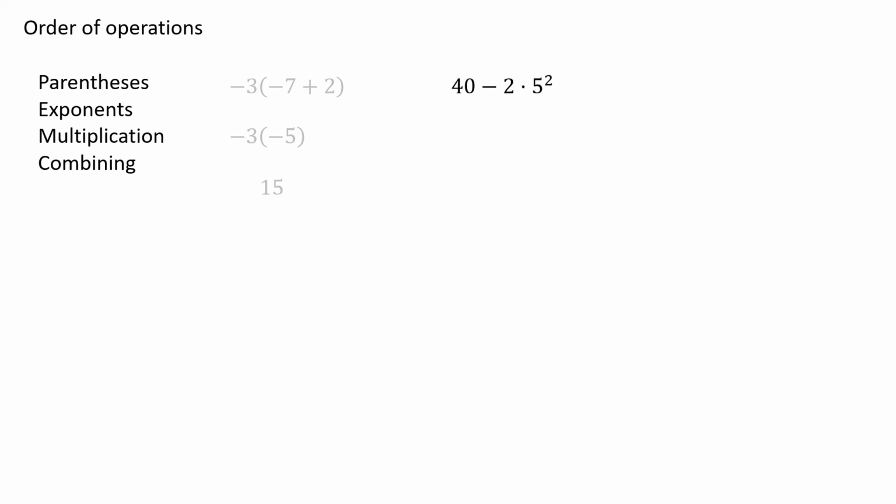Here's our second example. In this problem, we have subtraction, multiplication, and exponents. So according to the order of operations, exponents come first. 5 squared, or 5 times 5, is 25. Now that exponents are done, I'll move on to my multiplication. 2 times 25 is 50. And finally, 40 minus 50 combines to make -10, thus finishing the value of this expression.